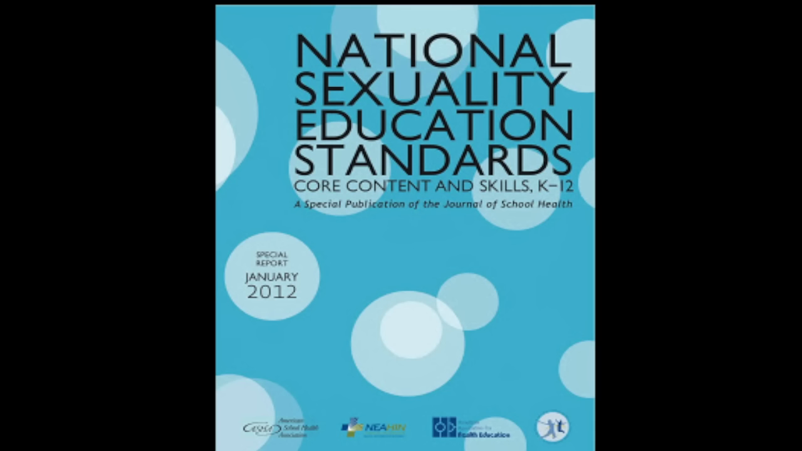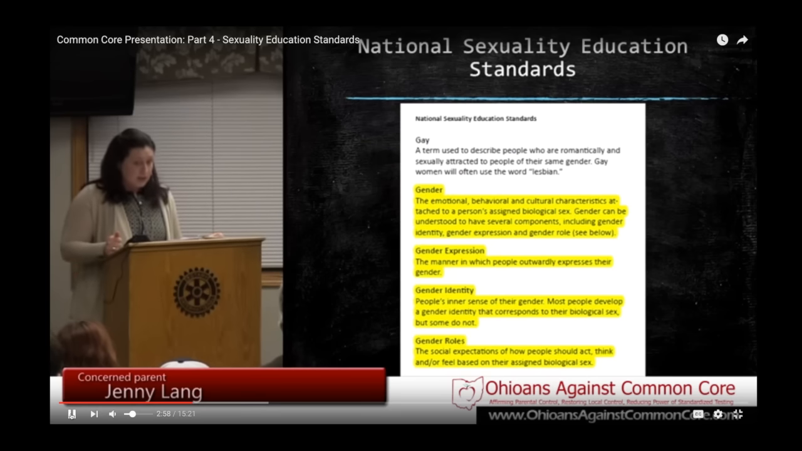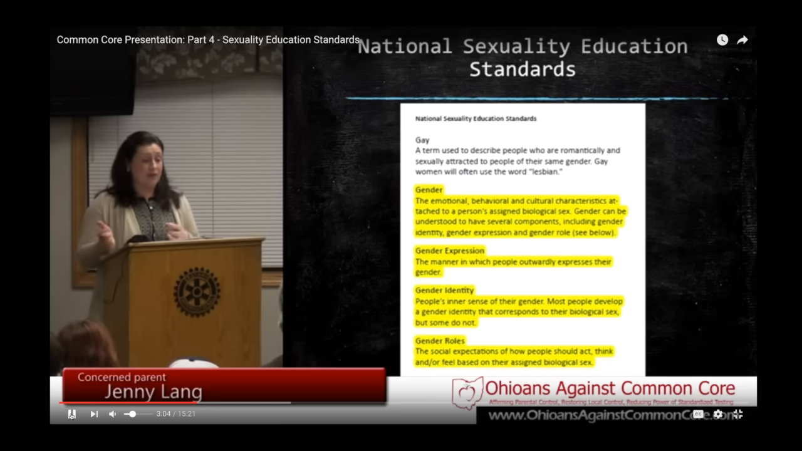Keep in mind that these are performance-based criteria. That means that students at various ages must demonstrate competency. Gender roles is the social expectations of how people should act, think, and or feel based on their assigned biological sex. Now, teaching transgender buzzwords and mentally processing the responses that make girls girls and boys boys is not really appropriate material to be taught to 5 to 7 year olds.